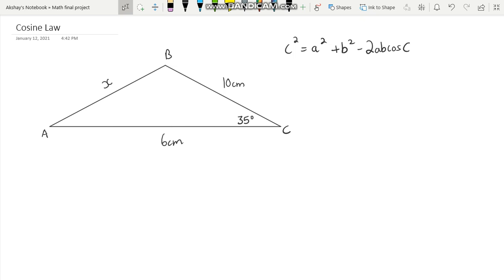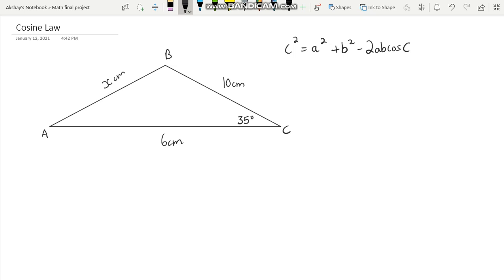Looking at cosine law. So we're asked to find our side x in centimeters. So we have our cosine law, x squared is equal to a squared plus b squared minus 2ab cos x, and this is going to be used to find our side when we have a side angle side triangle, or SAS, side angle side. So our angle, if you see, is nestled between our two.